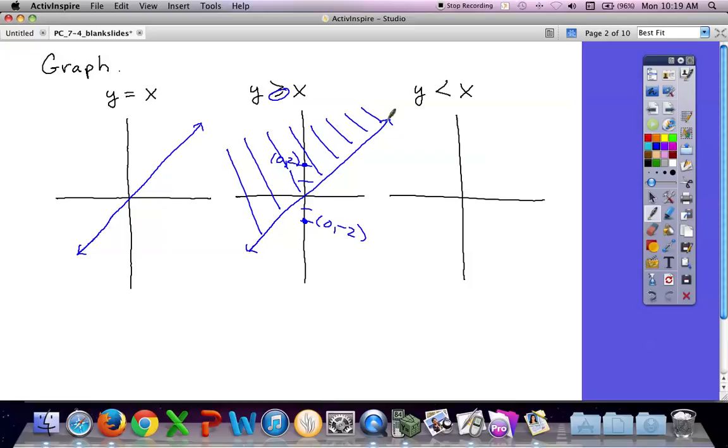Okay, so now let's look at this one. If y is less than x, then we want to know where in the plane the y coordinates are less than the x coordinates, okay? And as you might expect, it's not going to be above the line. It's going to be below the line, okay? But what else is different about this one and this one?